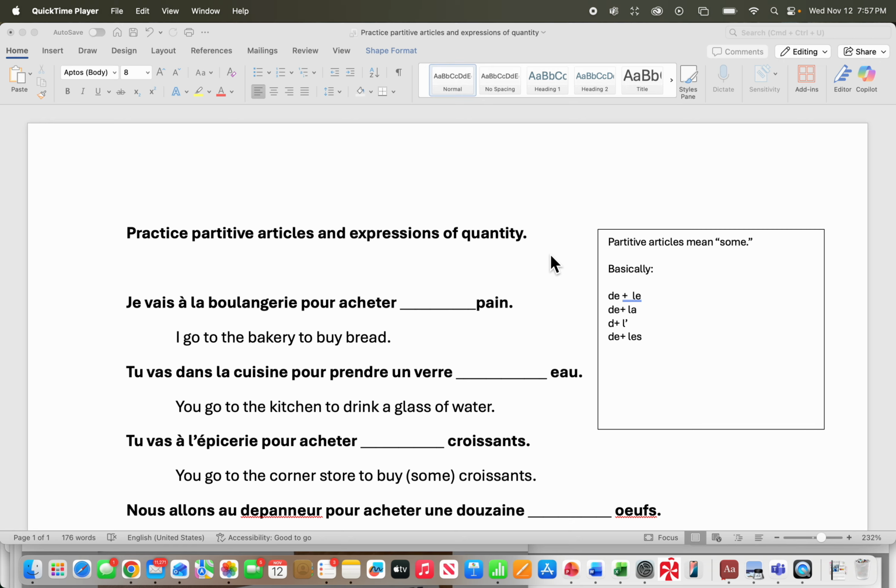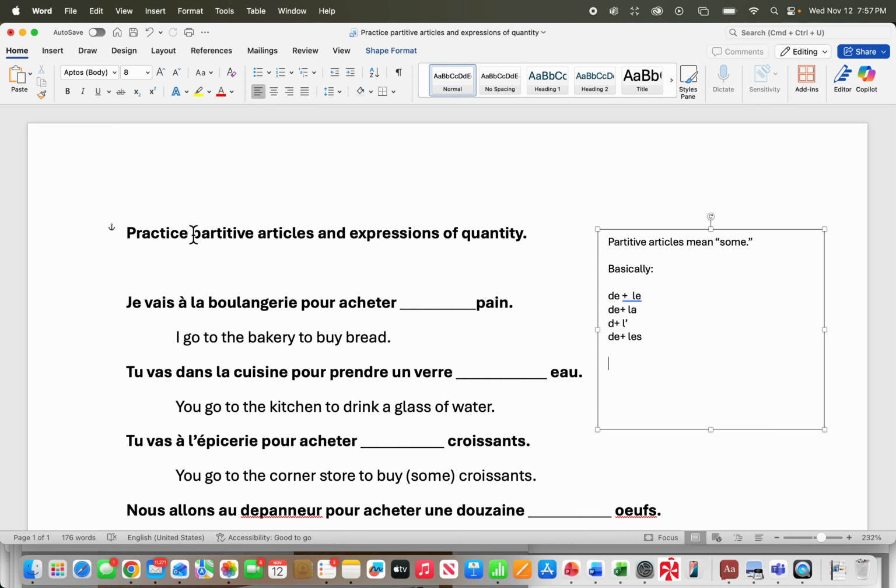What I would like to do is go over this piece of paper that you worked on for homework that had you practicing partitive articles and expressions of quantity. So, partitive articles, we're looking over here right now. Partitive articles mean some, and basically you're putting de plus a definite article like le, la, l'apostrophe, or les. And this is what we have for partitive articles: du, de la, de l, and de.